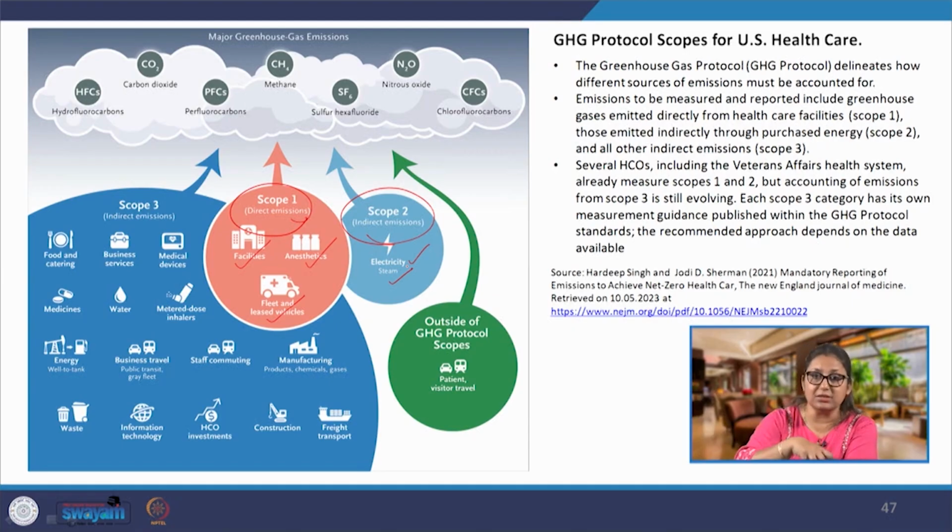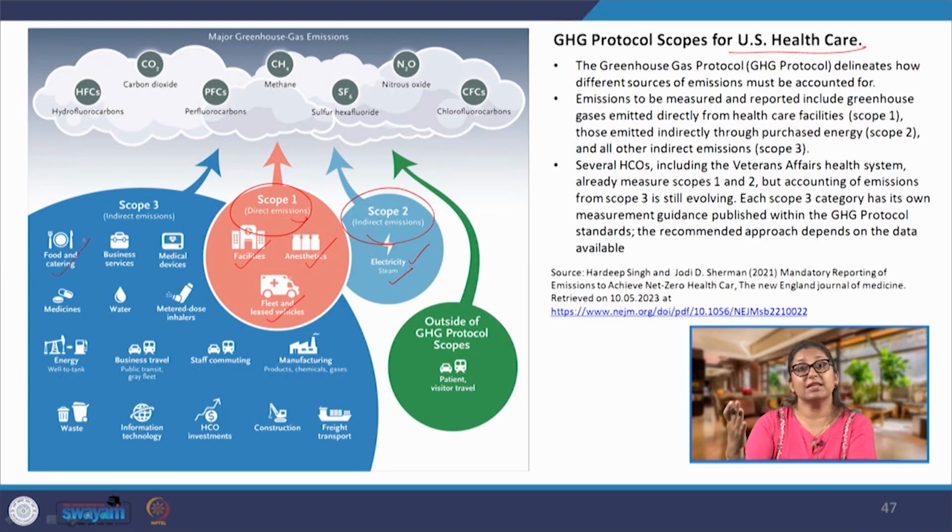So, once we have defined scope 1 and 2, a lot of these activities and the emissions which are both downstream and upstream. Now, here if you will see for this case of US healthcare, they have not identified the emissions as downstream emissions or upstream emissions. All they have done is they have put the rest of the indirect emissions in scope 3. So, if you look at this food and catering.